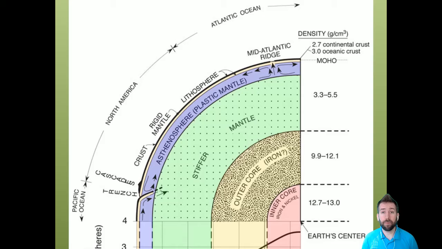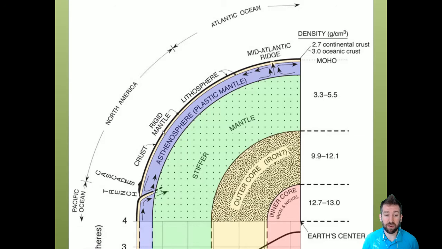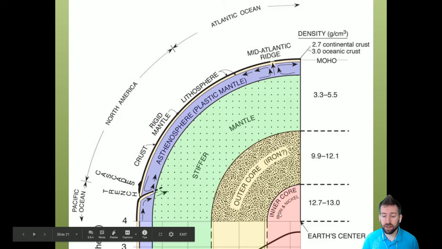So here we go. Here's the top part of it, and you can see here we've got these 4 different sections. We have the top part, the asthenosphere or the mantle. The crust is above that, the tiny little black line. Then you have the stiffer mantle, so also part of the mantle in green. The outer core, which is in yellow, and the inner core, which is made of iron and nickel.